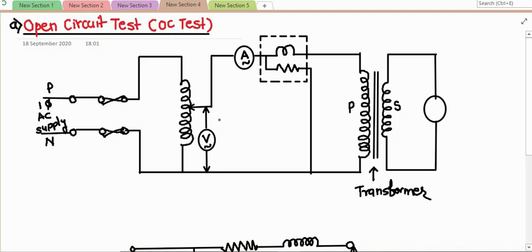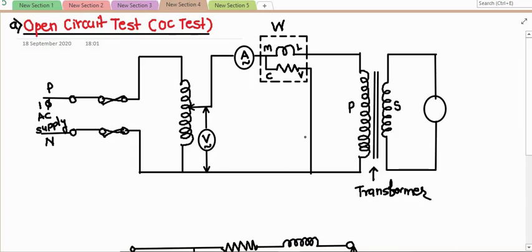So ammeter, voltmeter, and this is your wattmeter. The wattmeter has four terminals: main, line, common and voltage. So this is a wattmeter. Let W be the reading of this wattmeter. So this ammeter, voltmeter and wattmeter are connected in the primary circuit. The secondary of the transformer, as the name itself indicates, it is an open circuit test, so the secondary of the transformer is kept open.